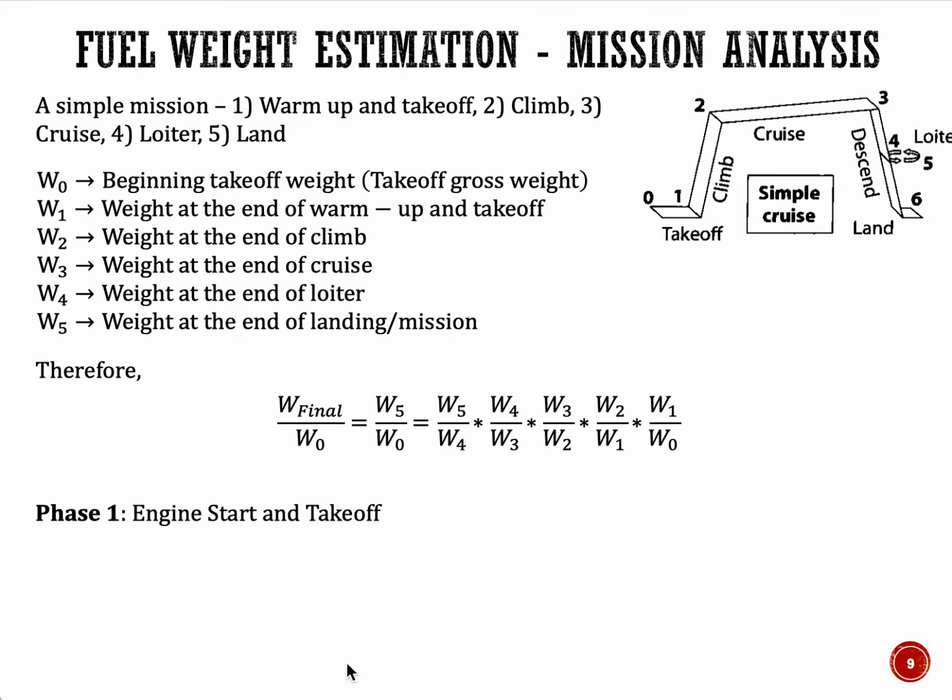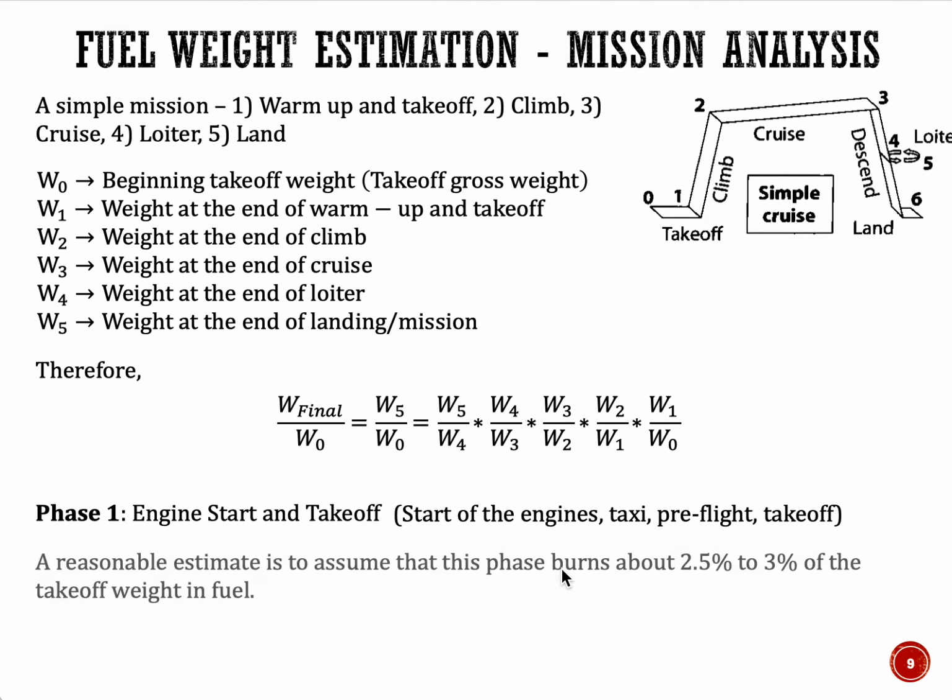Okay, so now let's look at phase one, which is the engine start and takeoff, right? The engine start, taxi, pre-flight, and takeoff is basically what we need to account for at this phase, right? So a good rule of thumb is that at this phase, you can assume that the aircraft burns about 2.5% to 3% of the takeoff weight in fuel, right? So in other words, W1 by W0 can be 0.97 or 0.975. Just pick a number for it.